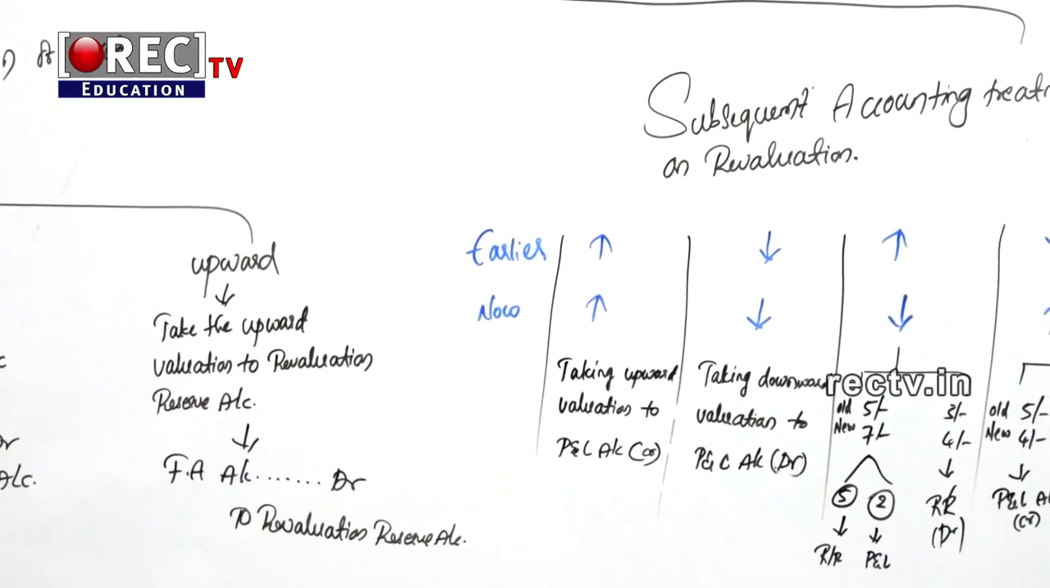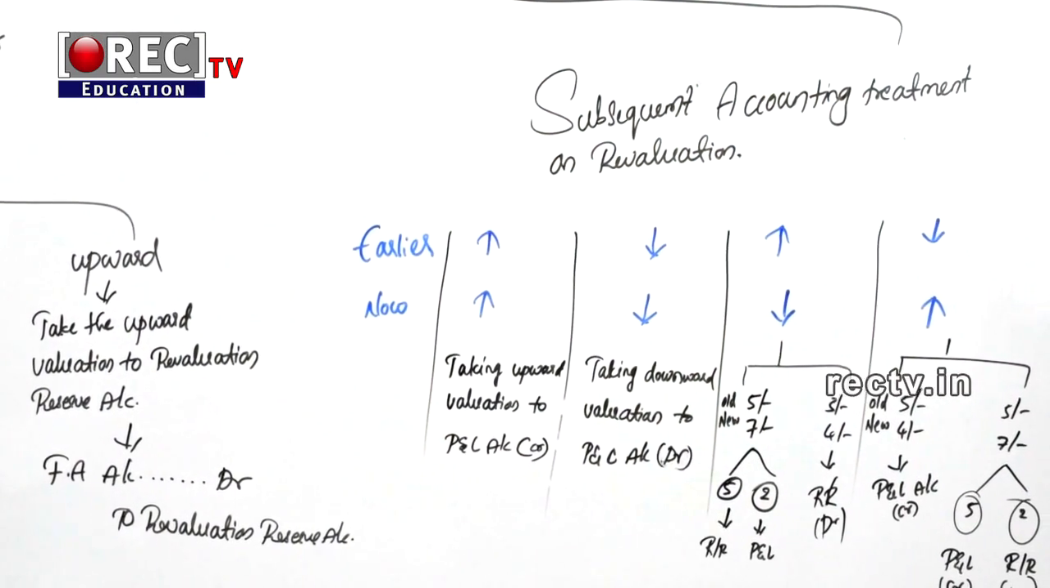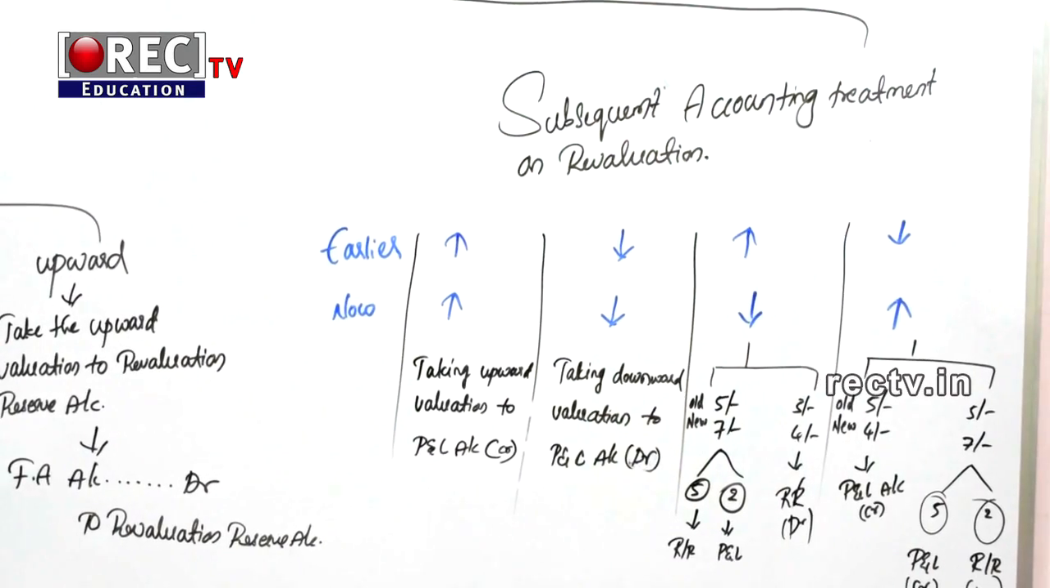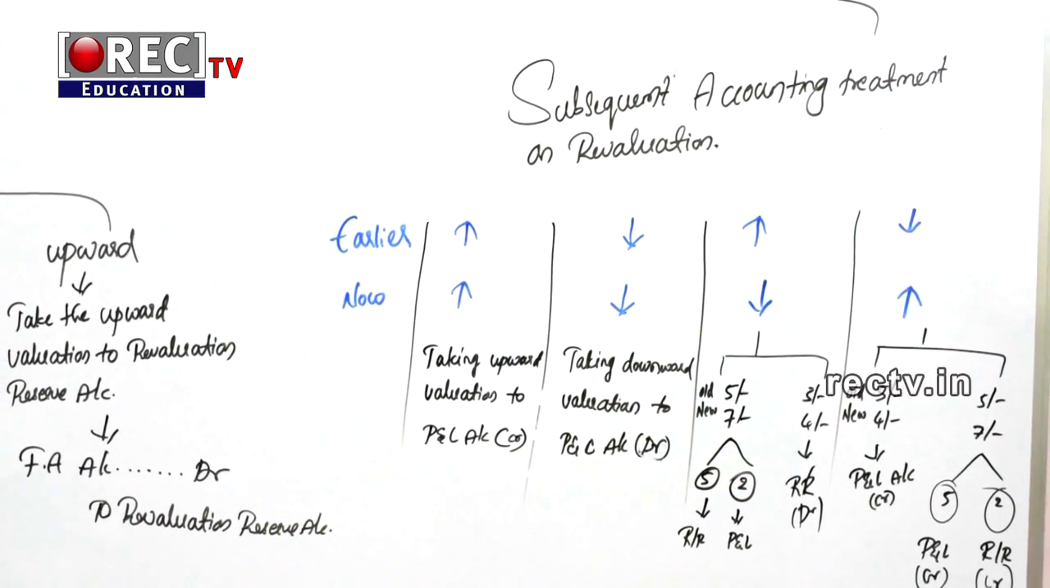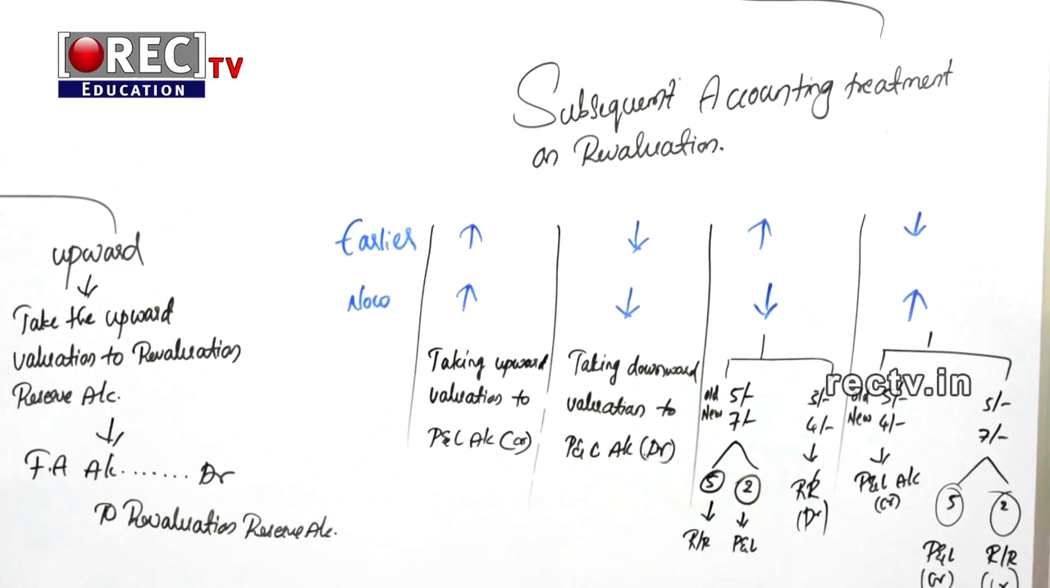And then the subsequent accounting treatment of revaluation. This is the second one. Here you look at, earlier there was upward and now at present also there is upward. So the accounting treatment is taking the upward valuation to P&L account. And then the second, that is, earlier it was down and now also it is downwards. So take the downward valuation to the P&L account debit side.